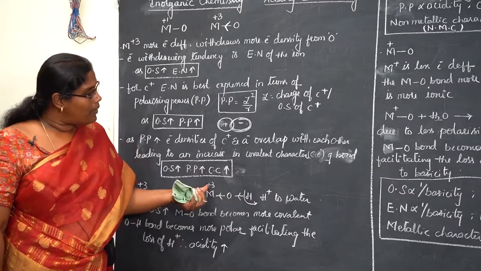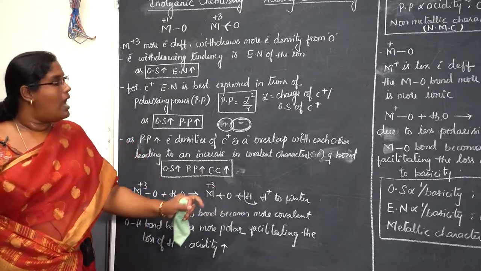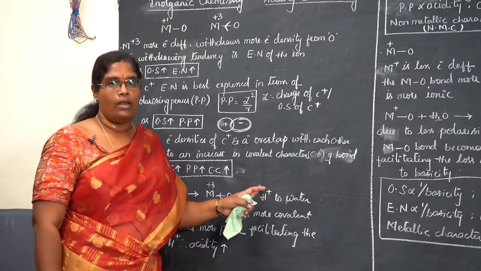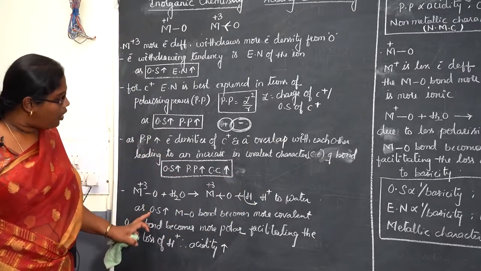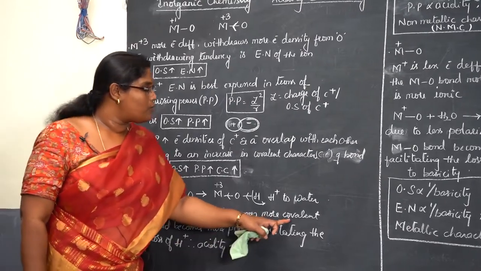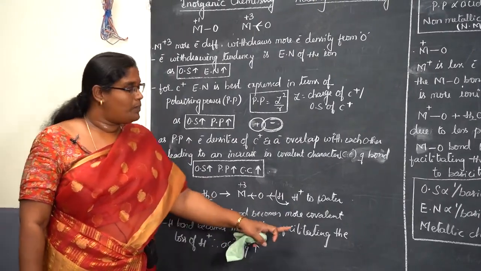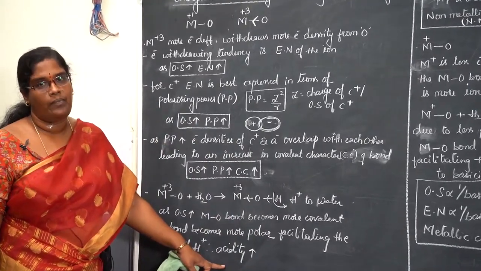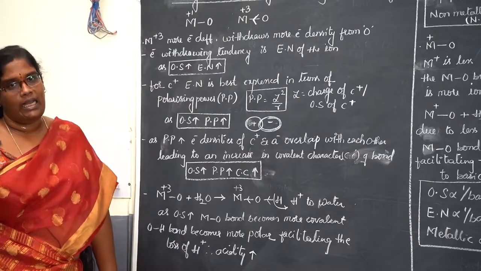When the polarizing power of the cation increases, the polarity of the OH bond increases, and that will facilitate the loss of H+ easily to the water, where the acidity increases. Means as oxidation state increases, the metal oxygen bond becomes more covalent, the OH bond becomes more polar, H+ liberation becomes easy, therefore acidity increases. So let us relate all these factors to acidity.